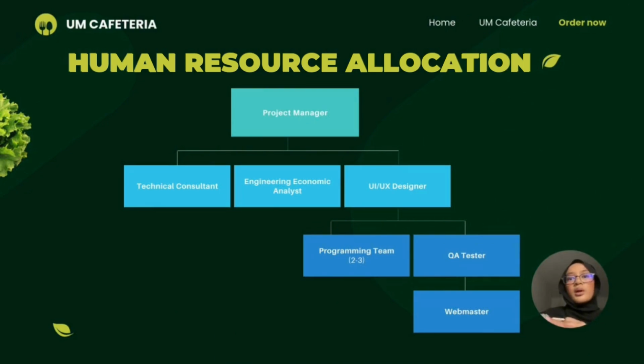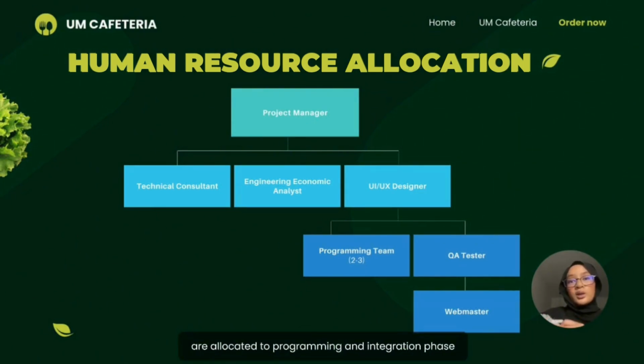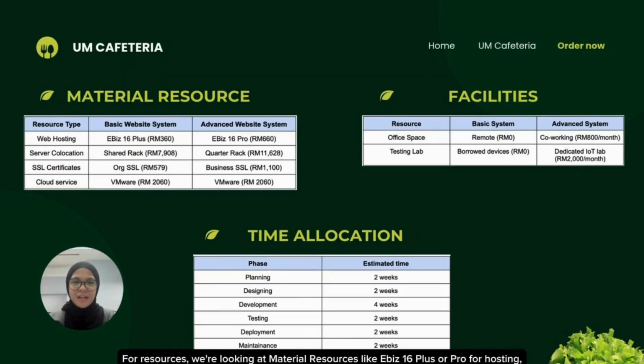For example, the most experienced team members are allocated to the programming and integration phase, which are crucial for keeping the project on schedule. For resources, we are looking at material resources like Exabytes Plus or Pro for hosting, using shared or quarter racks for server, and relying on VMware Cloud.